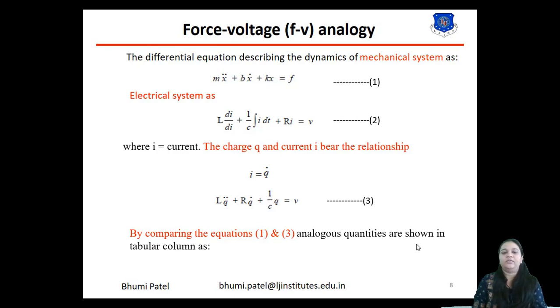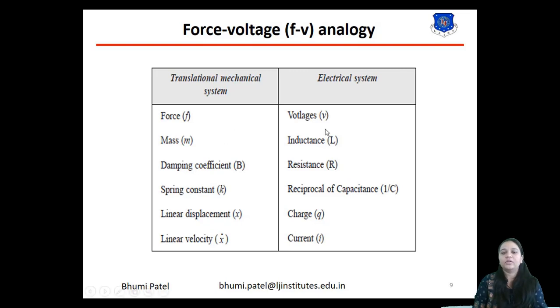shown in the tabular column. Force will be directly equal to voltage. Mass will be equivalent to inductance. Damping coefficient or friction will be equivalent to resistance R. Spring constant K will be equivalent to capacitance, 1 by C. Linear displacement X is directly equivalent to charge Q, and linear velocity X dot is directly proportional to current i. So this is the force voltage analogy. If we have the equation of the mechanical system, we can directly convert it into the electrical system equation.